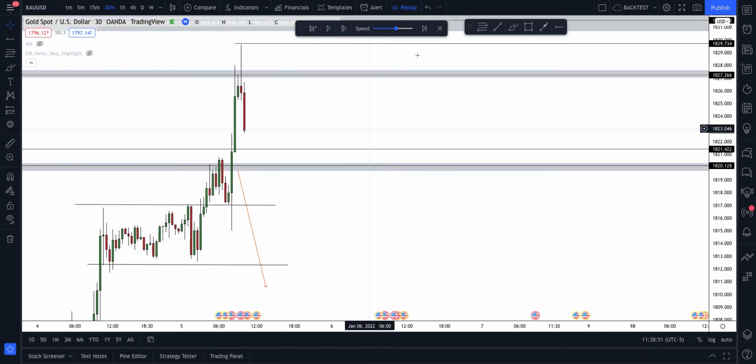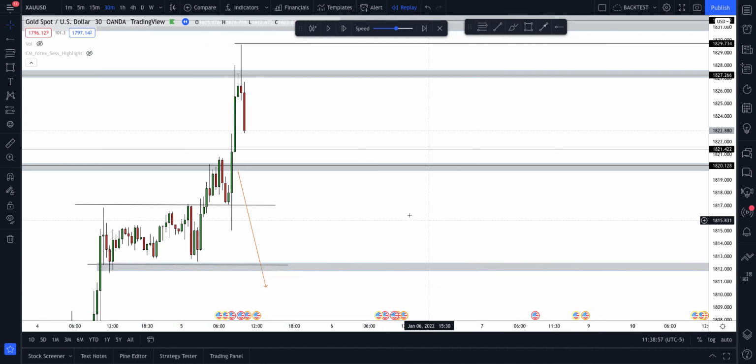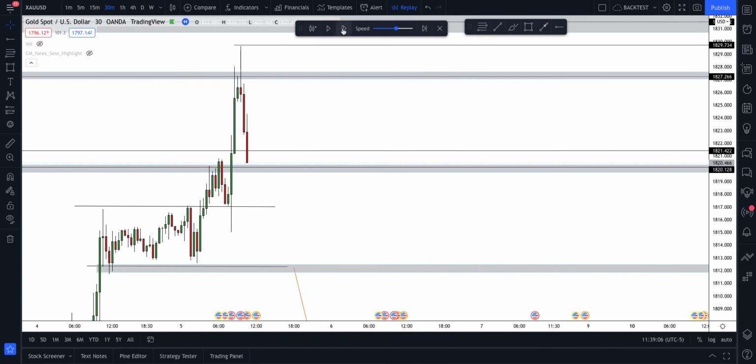Okay, because this is a strong support area. Strong support area. So anything below here, it's a sell for me. Okay, price came back, tried to break, but retested.